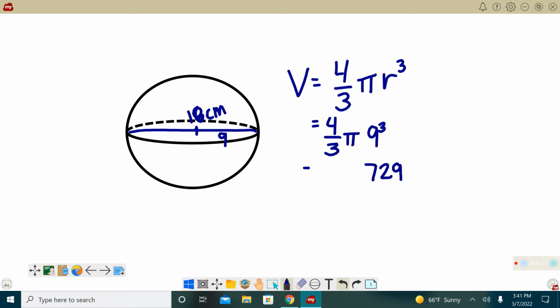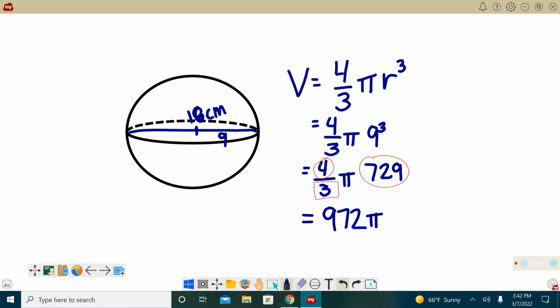729. I still have my fraction, and I still have my pi symbol. To multiply these out, I'm going to do 729 times 4. And that gave me 2,916. And then I'm going to divide it by the denominator, which is 3. So after all of that is done, I have 972, but I still have the pi symbol.